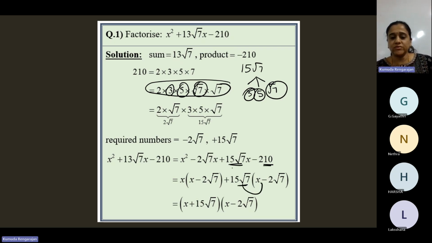15 root 7 into x is 15 root 7x. Plus into minus is minus. And the product is 210, right? What's common? 15 root 7. So cancel. In the bracket, you should get 2 root 7. This 15 root 7 you have taken out as common. Out of 210, 15 root 7 is common, so in the bracket you must get the remaining 2 root 7.